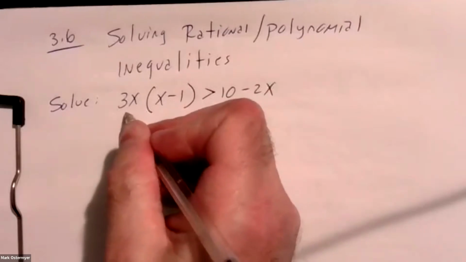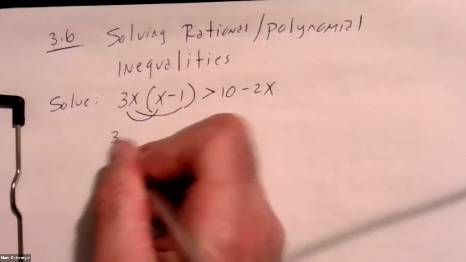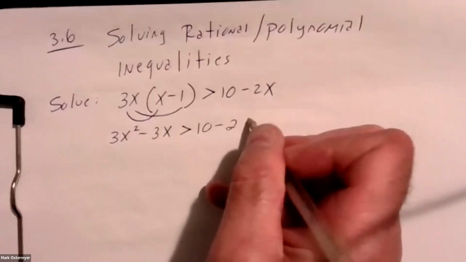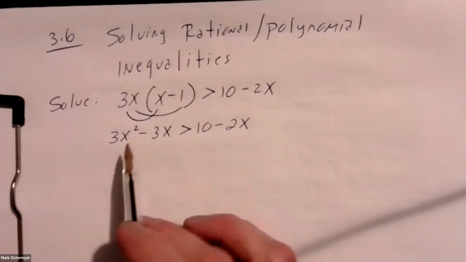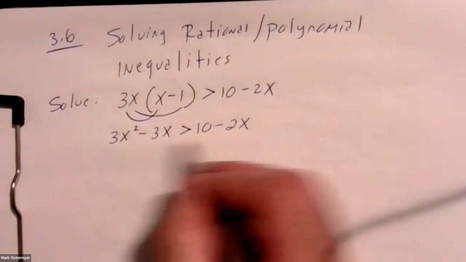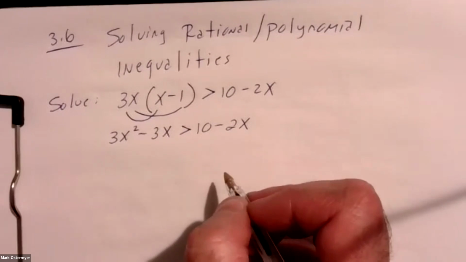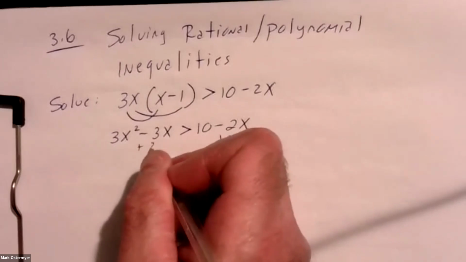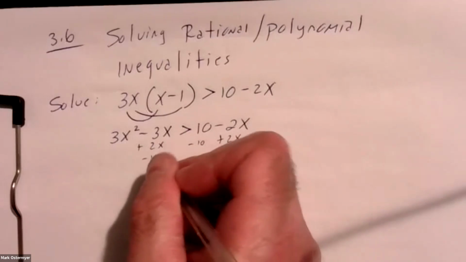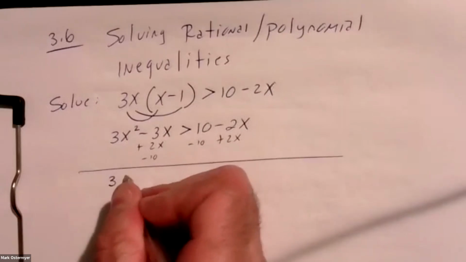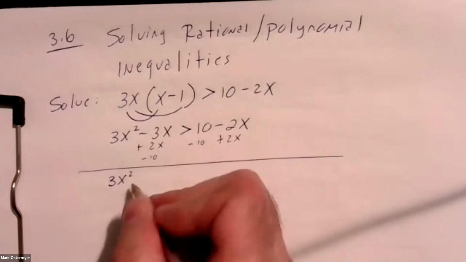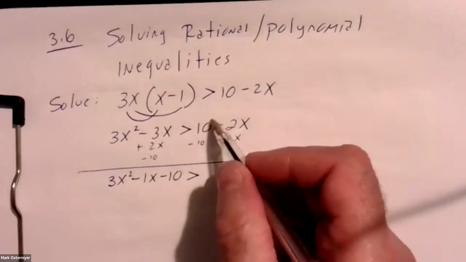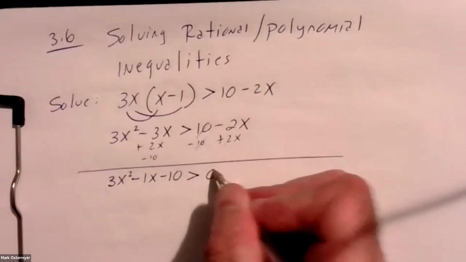To do that, I have no choice but to distribute here. So I have 3x squared minus 3x greater than 10 minus 2x. So what we really have going on here is called a quadratic inequality. I'm going to zero this inequality out. You always want to get these things zeroed out, with 0 on one side. So to do that, I'm going to add 2x to both sides, and I'm also going to subtract 10 from both sides. The left side becomes 3x squared; negative 3x plus 2x is minus 1x; and then I have minus 10. And that's going to be greater than 0. The whole right side goes to 0.